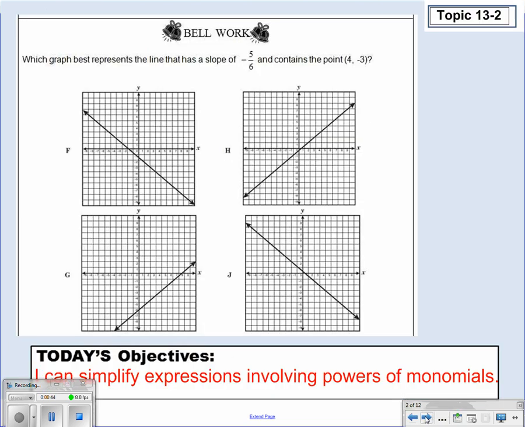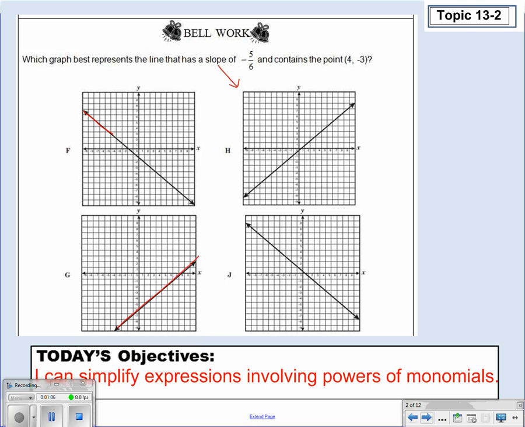Our bellwork problem is another review problem dealing with linear equations. Which graph best represents the line that has a slope of -5/6 and contains the point (4, -3)? Let's start off with, we know the slope is negative, so that means our line should be decreasing. From left to right, it should be going down, so F is a possibility.